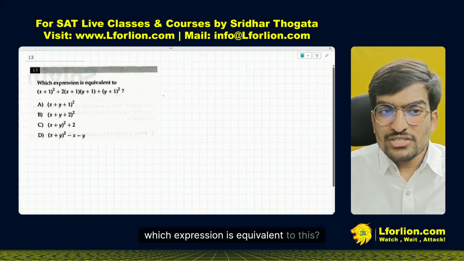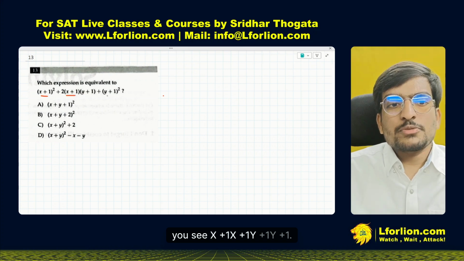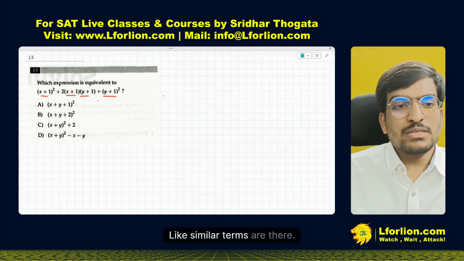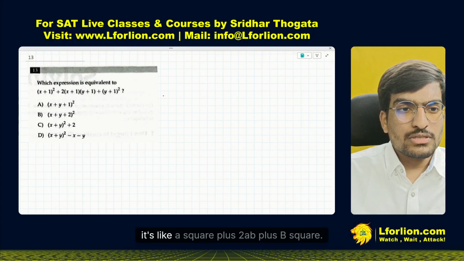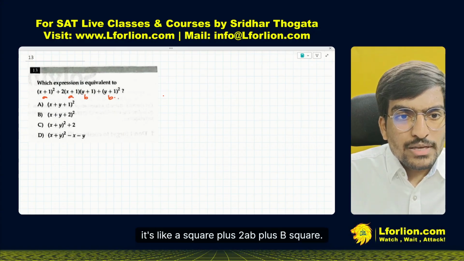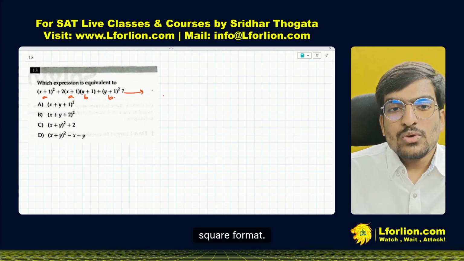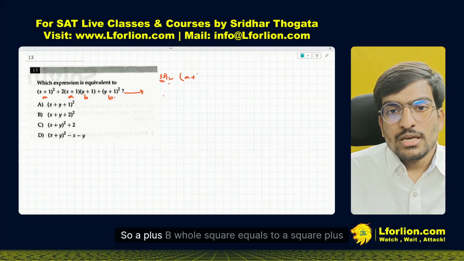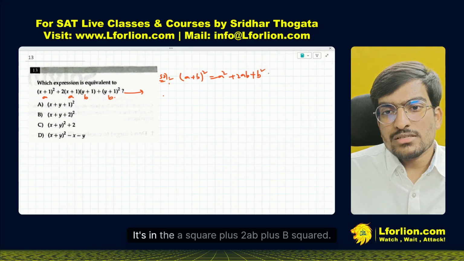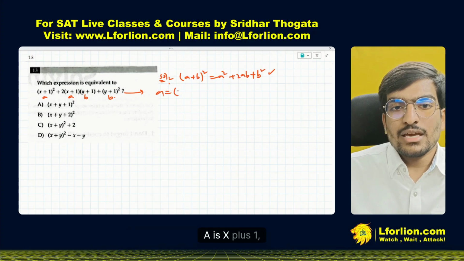Which expression is equivalent to this? Okay. You see x plus 1, x plus 1, y plus 1, y plus 1. Similar terms are there. So if you observe carefully, it's like a square plus 2ab plus b square. So we can turn this into what? A plus b whole square format. A plus b whole square equals a square plus 2ab plus b square. Exactly. A is x plus 1, b is y plus 1.